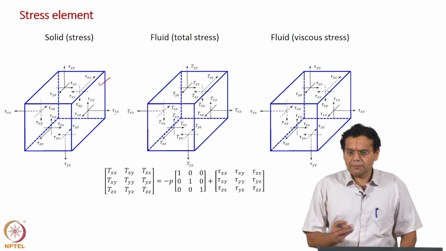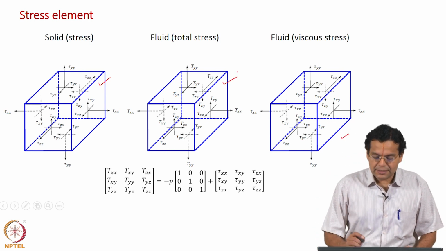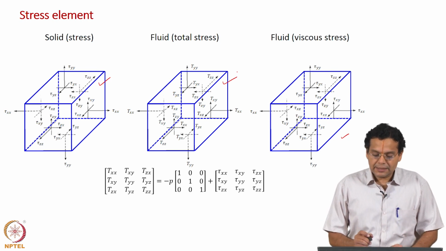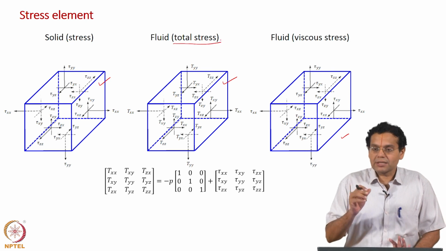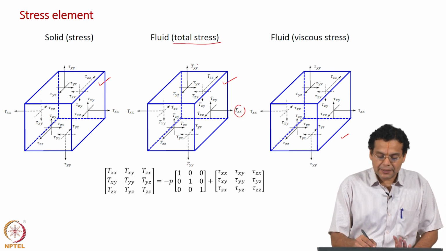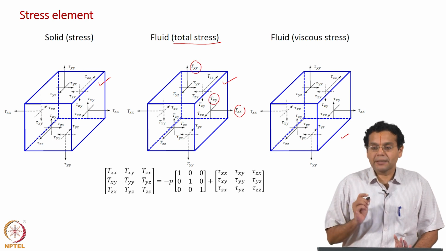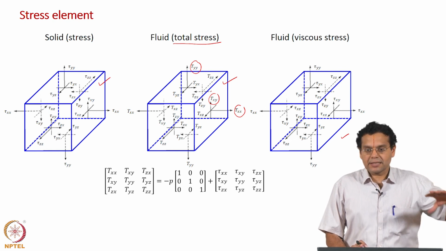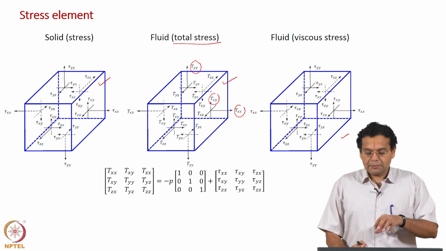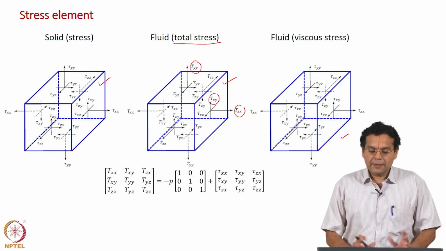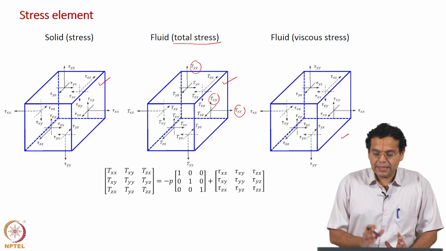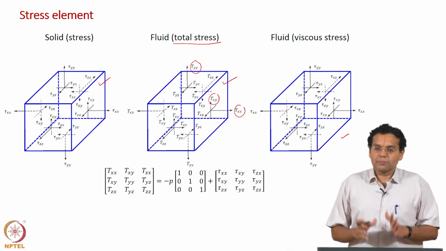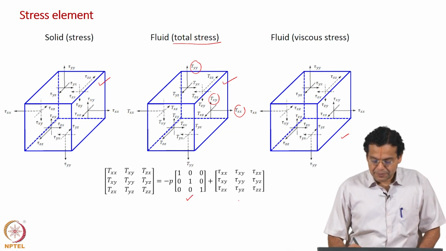Now, later on when we came to fluids, we once again represented the stress element. This represents the state of stress in a flowing fluid, and hence we used this to represent the total stress. That is why our nomenclature became capital Txx, Tyy, Tzz, capital Txy, etc. The left hand side stress element for solids represents the stress tau. The second middle figure represents the total stress tensor in a fluid, and hence we represented it using capital T as a nomenclature.